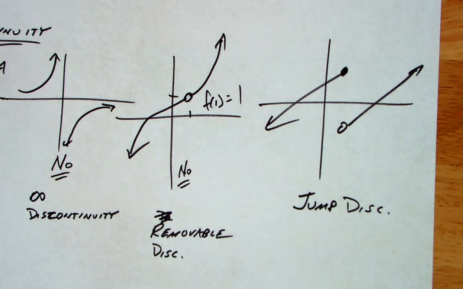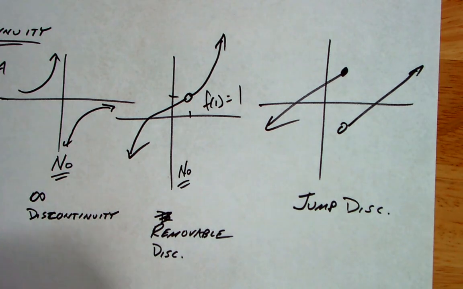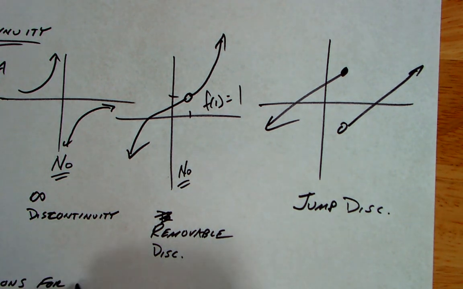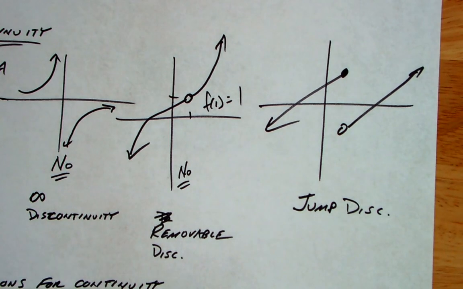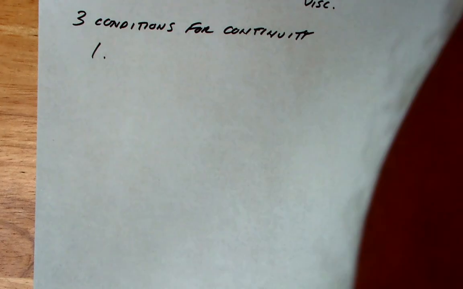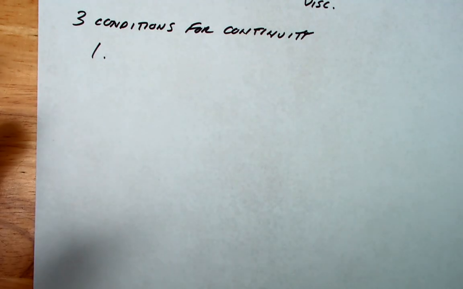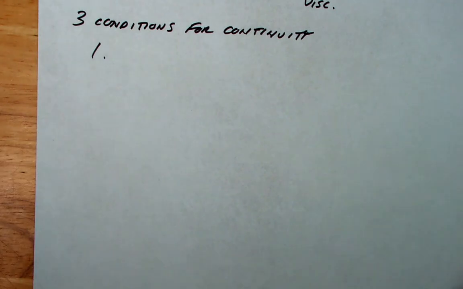Okay? So here's the deal. We need to be able to test for continuity rather than just say it's continuous or not continuous. So here we go. The three conditions for continuity. I've even got this right here. I'll blow this up so it's a little bit more in my vision. Three conditions for continuity.